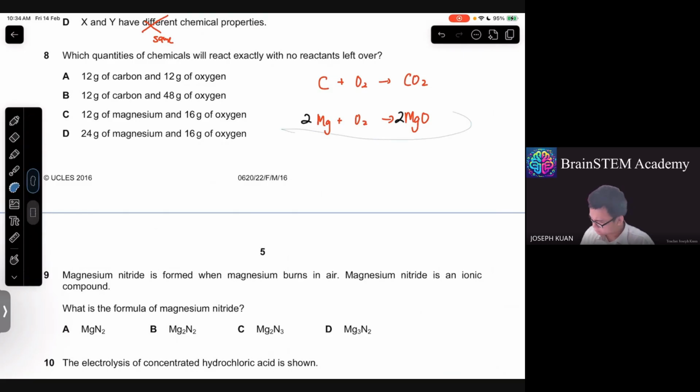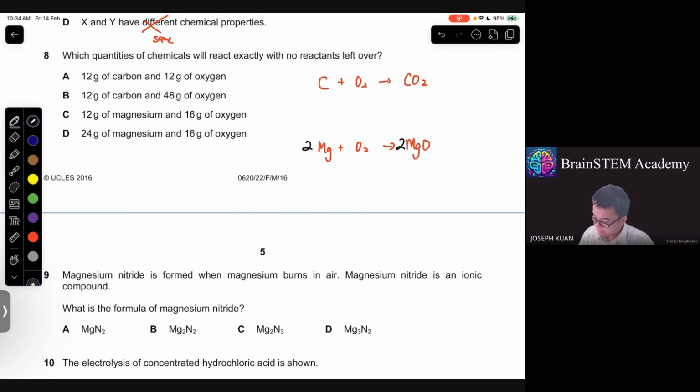Now, the idea is we have to figure out the mass ratio. 12 grams of carbon will react with 32 grams of oxygen to form 44 grams of carbon dioxide. All right, that's the mass ratio. How do I find the answer? I look at the chemical, I look at the coefficients, and then I'll just use the periodic table, the mass values, to allow me to calculate the mass ratio. It's a 12 to 32 to 44 ratio.